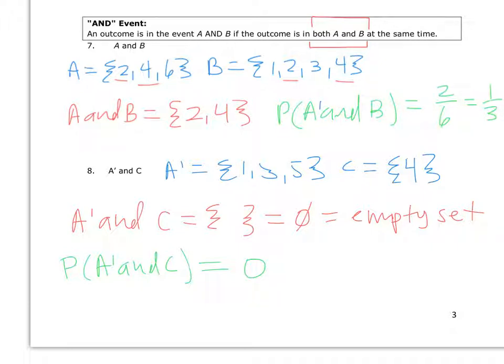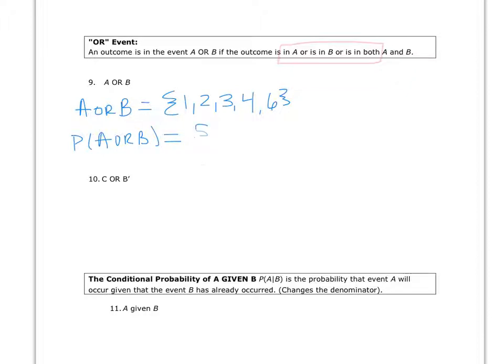Let's get back. Now let's look at the OR event. It takes 2 events, A and B, and it combines them and includes the outcomes if they are in A or in B or in both A and B. So it's more inclusive than the AND event. So if we look at A or B, all right, remember A is even numbers, B is less than 5, so the outcomes are going to be 1, 2, 3, 4. Okay, that gets everything in B, and it gets 2 and 4 from A, and we want one more outcome, and that is 6. And so then our probability of A or B is 5 outcomes over 6.